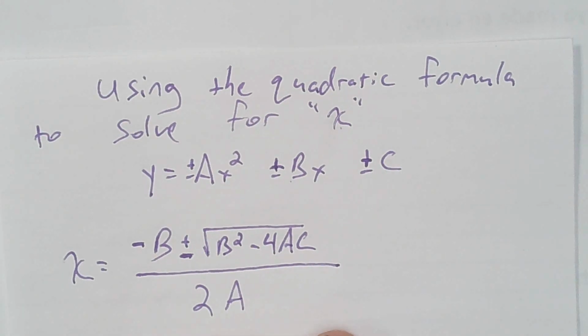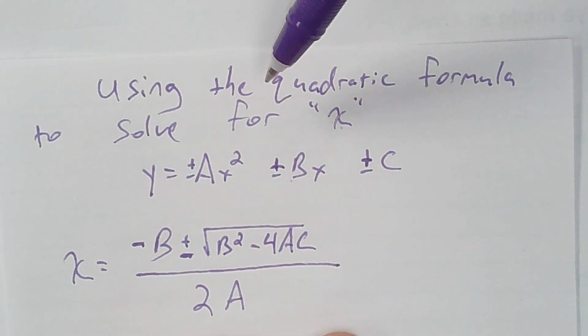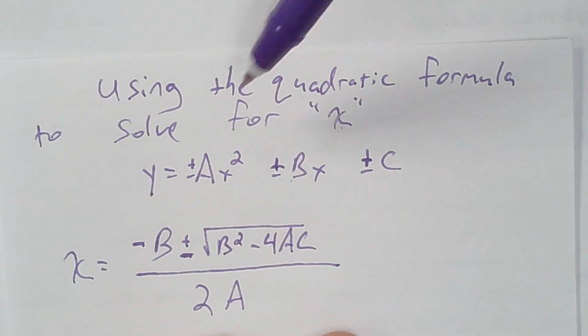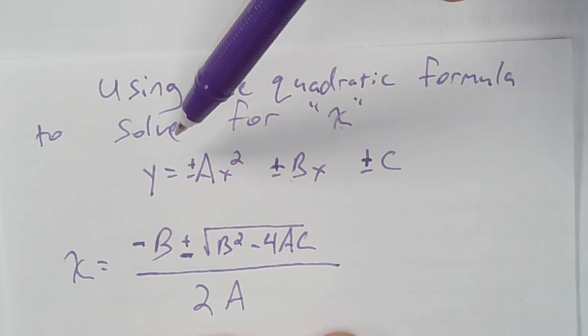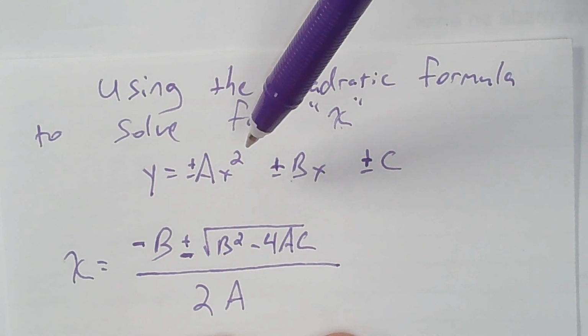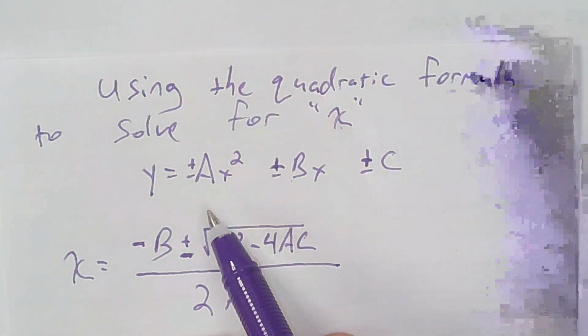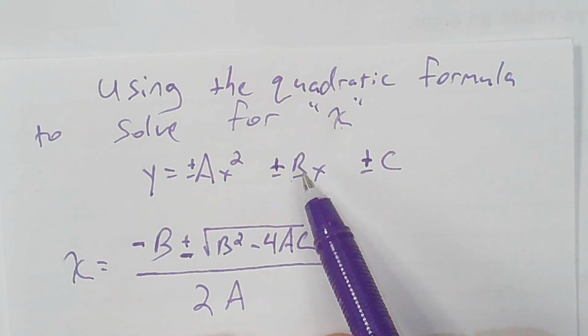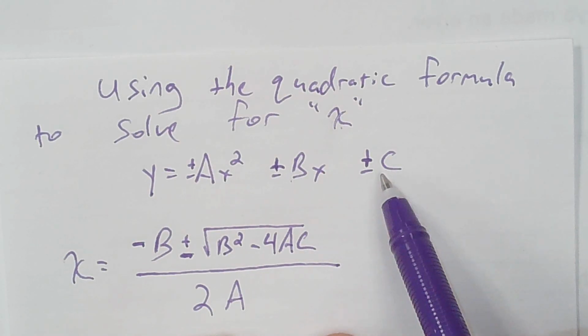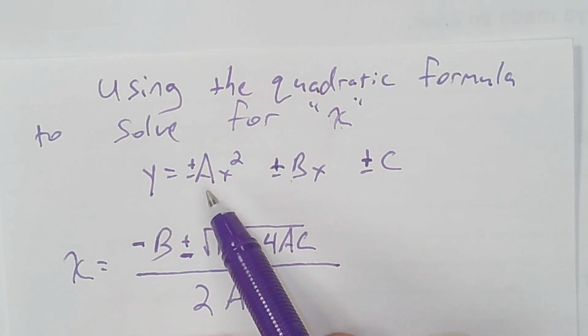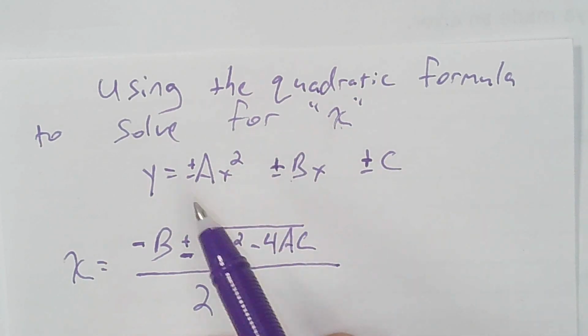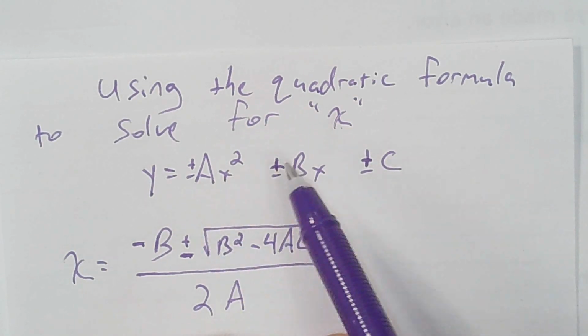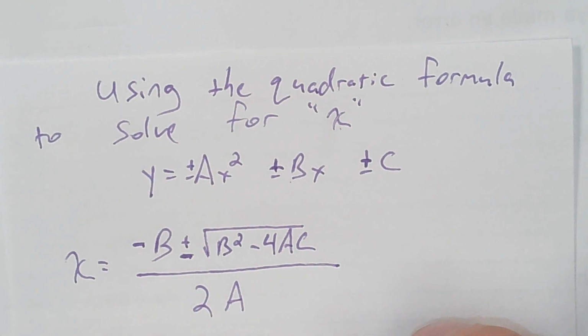We can use the quadratic formula to solve for x when our quadratic equation is put in standard form. Remember, a times x squared plus or minus b times x plus or minus a constant, right? This is plus or minus a, because these are just three terms that I'm combining. So it could be plus or minus for each of these terms, right?